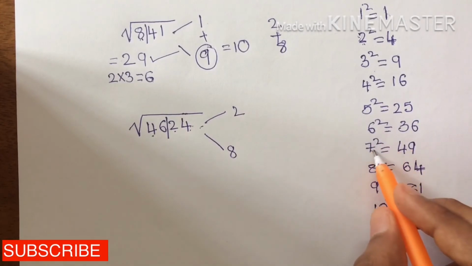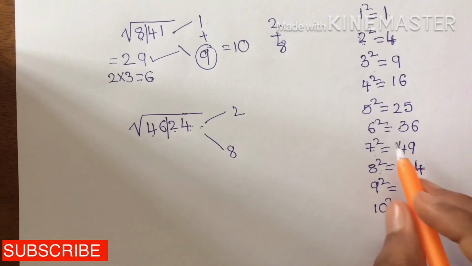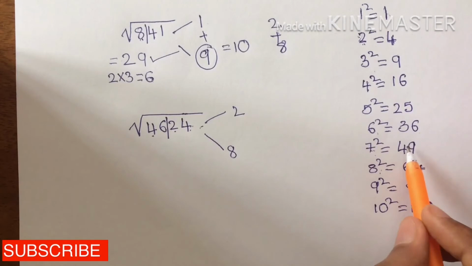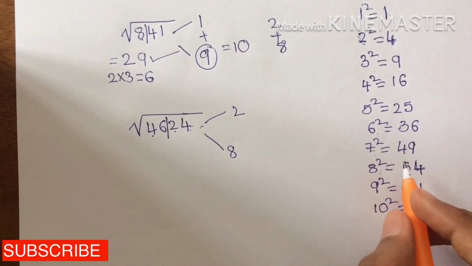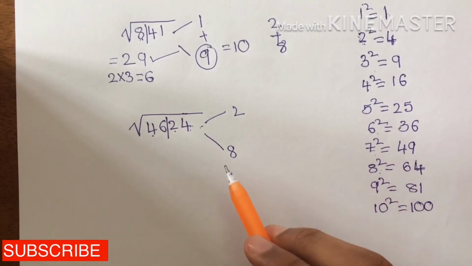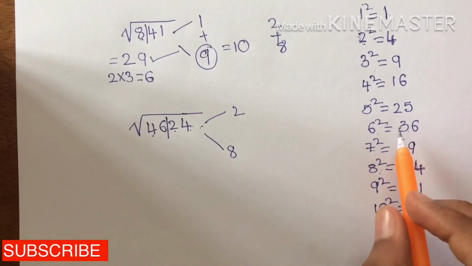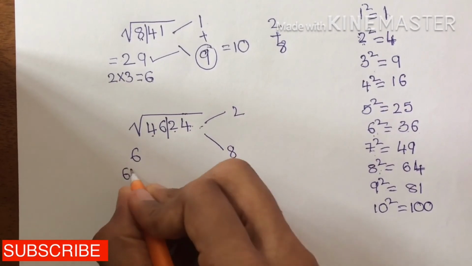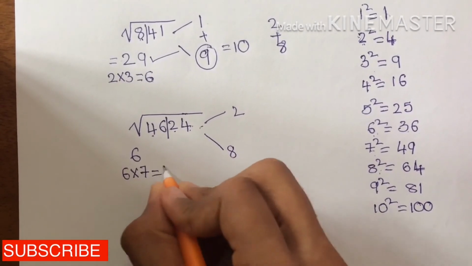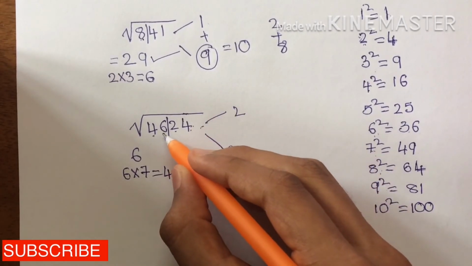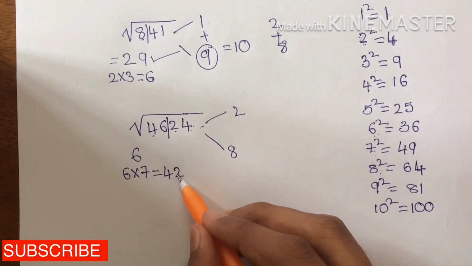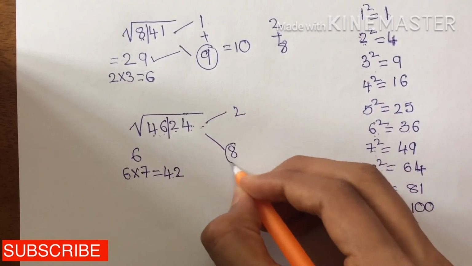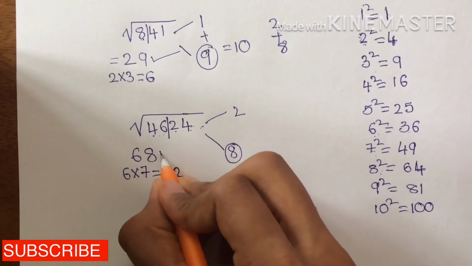And now for finding the tens place digit, we have to check 46. In between 6 square and 7 square, 46 will be coming. 6 square is 36 and 7 square is 49, and 46 appears in between these two numbers. So we have to take the smaller square, which is 36, the square of 6. We write 6 as the tens digit, and the next number after 6 is 7, and multiply them. 6 7s are 42. If 46 is smaller than this number, we have to take the smaller option. If this 46 is bigger, then we have to take the bigger option. 68 will be our square root.